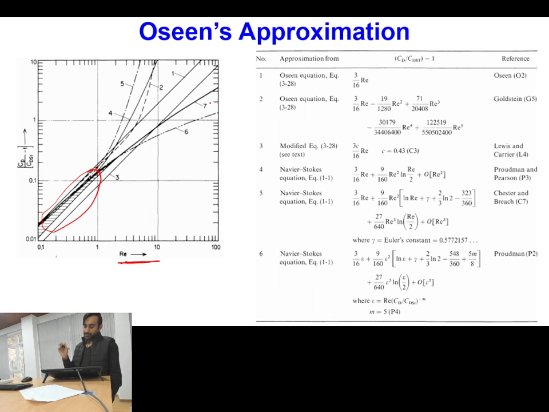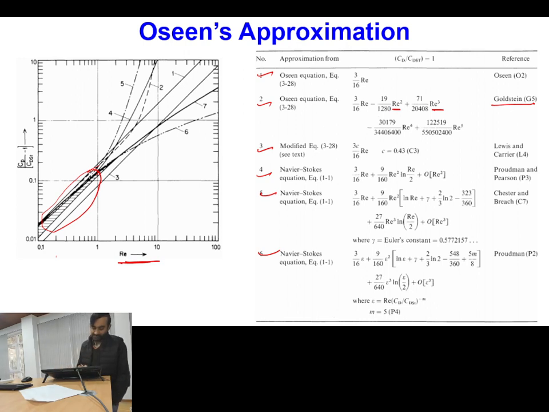Over here I have given you one table with these different solutions which people have derived. Oseen has only considered one order higher, then later on people have gone even further, including more higher order terms. For example, this second solution includes Reynolds number squared as well, Reynolds number cubed as well. This solution was given by Goldstein using the Oseen approximation. Earlier they were neglecting one term, then he has considered a few more terms. If you consider more terms, of course there will be improvement in your solution.